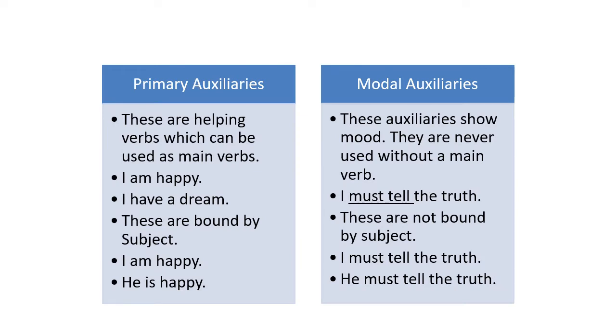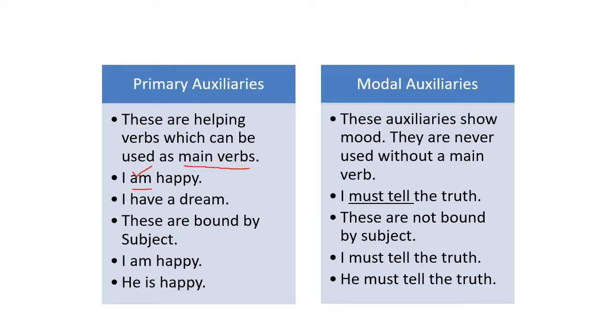Now friends, here you can see the difference between primary auxiliaries and modal auxiliaries is explained. The first difference between the two is primary auxiliaries are helping verbs which can be used as main verbs, right? These can be used without a principal or main verb. Like in the sentence given here, you can see I am happy. Here the verb is this auxiliary am. Actually it is auxiliary, but here in this sentence it is functioning as a main verb.